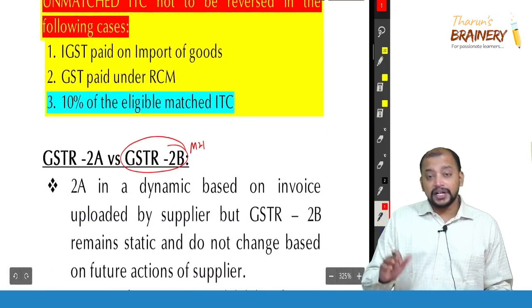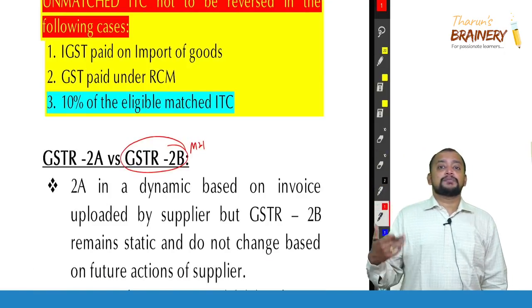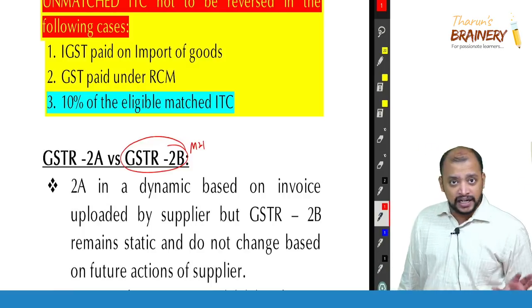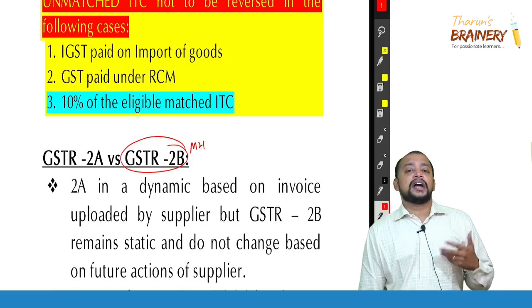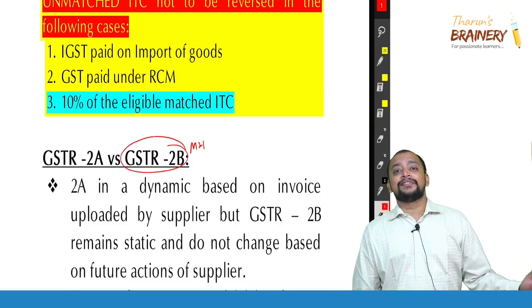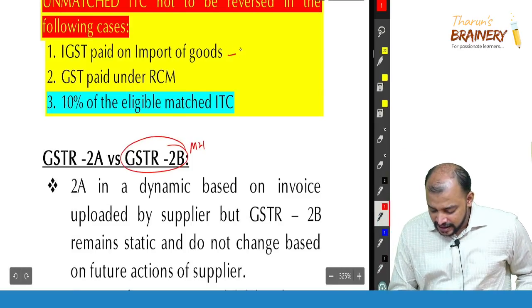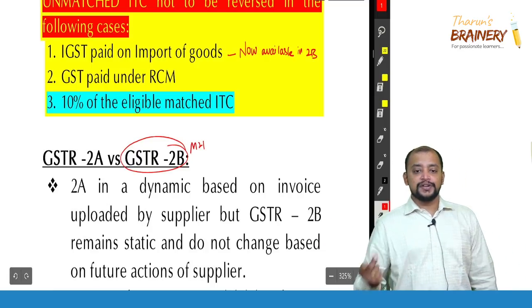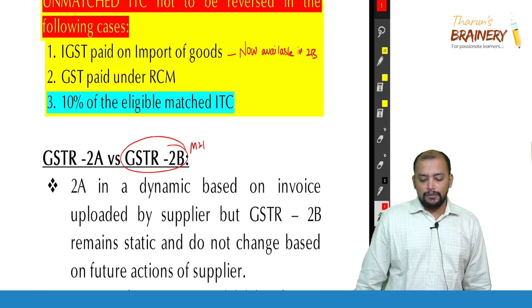Now, sir, I have a doubt, sir. Apart from this matched credit, is there any way that I can take the credit? 10% extra I can take, and furthermore, IGST paid on imports is now available in 2B. Correct? Now available in 2B. So there is no problem. We can take that credit happily.